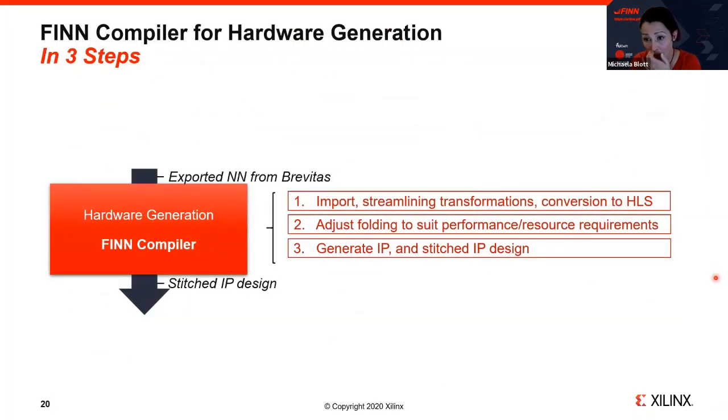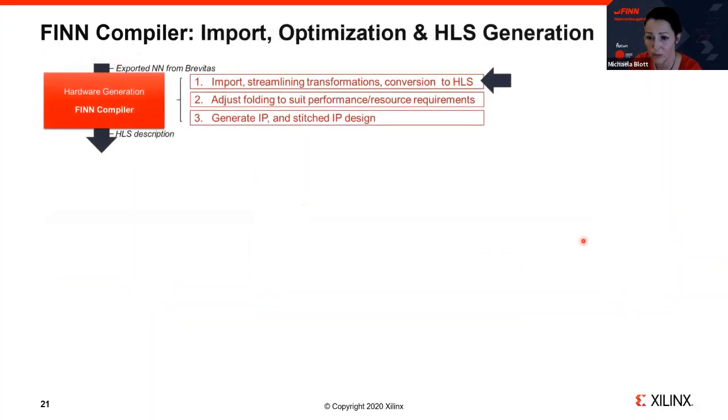So the Finn compiler involves conceptually 3 steps. First step is import the ONNX description, optimization, and conversions. Second step is adjusting the performance, remember the folding factors. And third step is IP generation. We'll give a simplified overview here. In practice, each one of these steps is actually one or more compiler passes that are invoked by Python commands. Now let's have a closer look at how each step operates and what's involved.